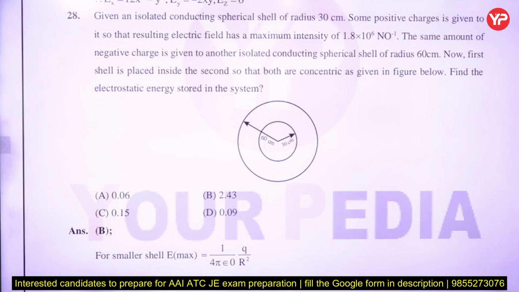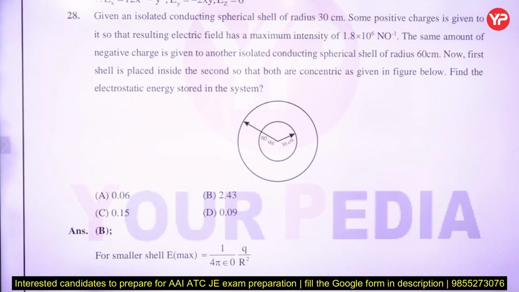Given an isolated conducting spherical shell of radius 30 centimeter, some positive charge is given to it so that the resultant electric field has a maximum intensity of 1.8 into 10 raised to power Newton per meter. Then the same amount of negative charge is given to an isolated conducting spherical shell of 60 centimeter. Now the first shell is placed inside the second shell. Both are concentric, as given in the figure.